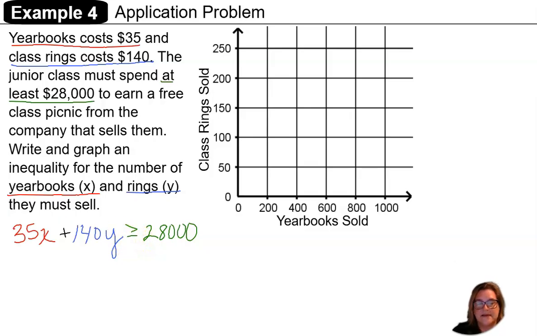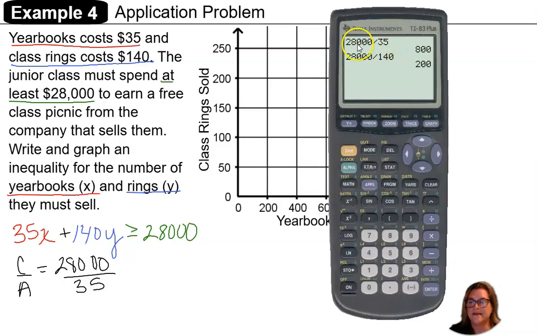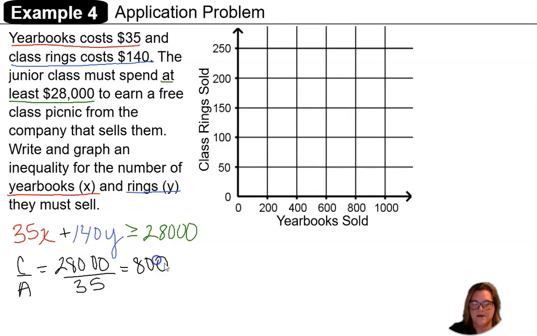Since this inequality is in standard form, let's do C divided by A to get the x-intercept. So that's 28,000 divided by 35, and 28,000 divided by 35 is 800. So C over A is 800, and that's our x-intercept. So we're going to go to 800 on the x-axis, and there's our x-intercept.